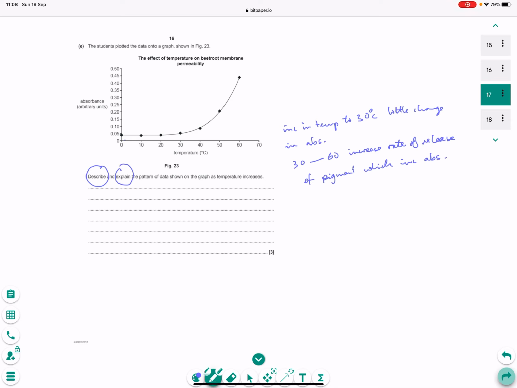You've got to describe this is fairly flat, this goes up, and this is because the membrane is breaking down at these high temperatures, releasing the pigment, which causes the increase in absorbance up here. Don't get too bogged down in figures, just keep it brief.